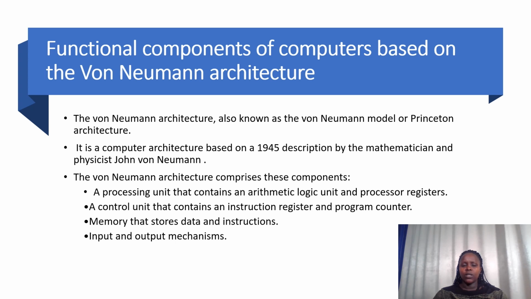The von Neumann architecture comprises the following components. It has a processing unit that contains an arithmetic logic unit and processor registers. It has also a control unit that contains an instruction register and program counter. It has again the memory that stores data and instructions. Later, it has input and output mechanisms.